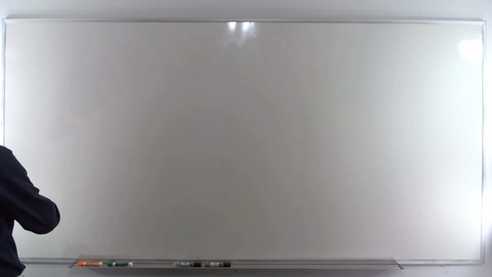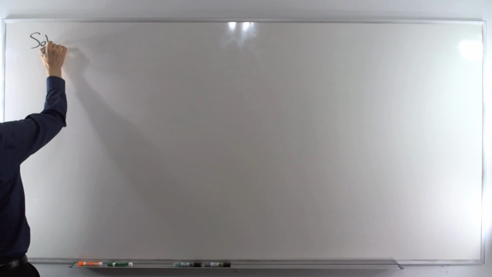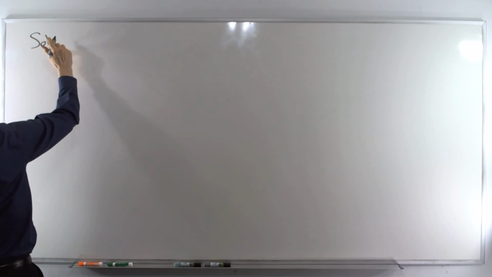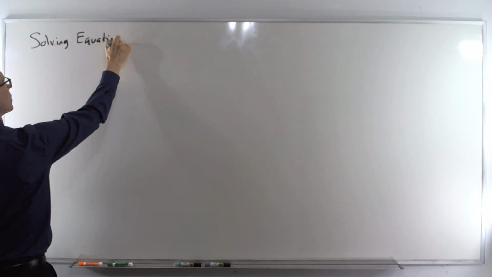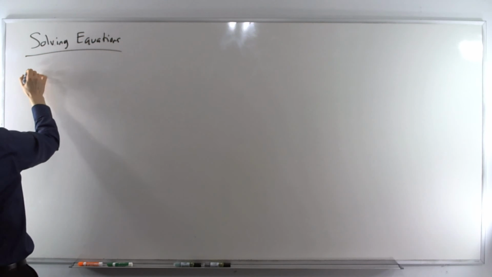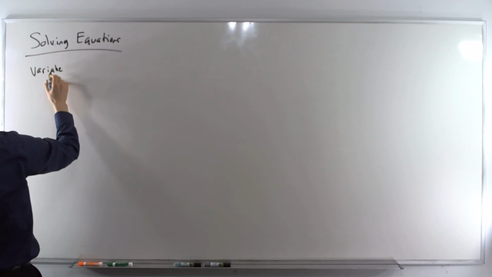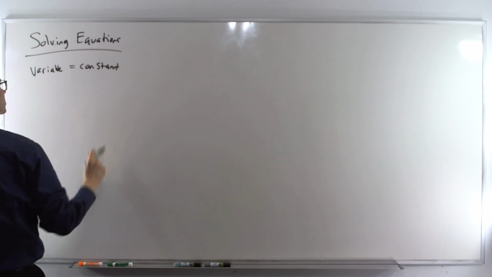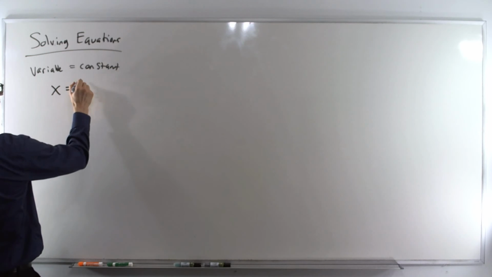So solving equations. What we want when we solve an equation is something that looks like variable equals a constant. That's what a solution looks like. So something like variable x equals a constant 8.